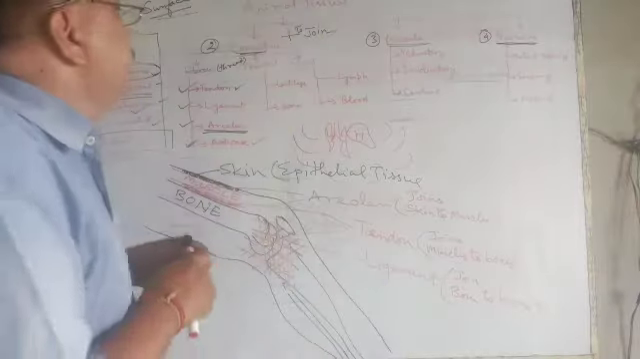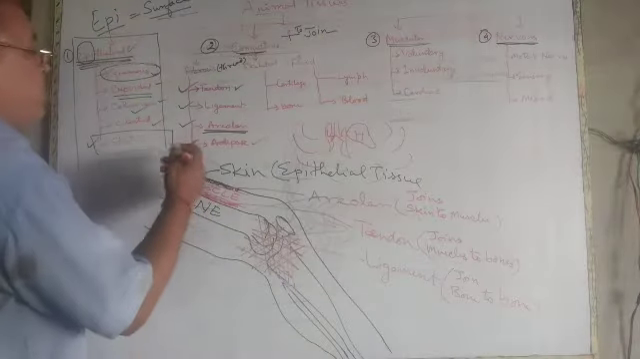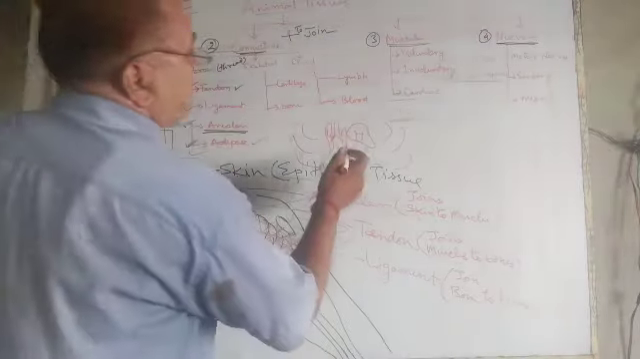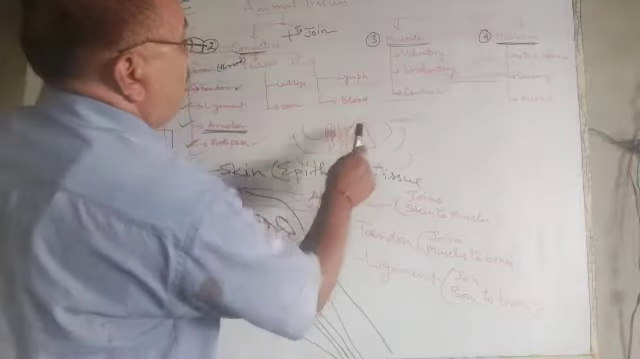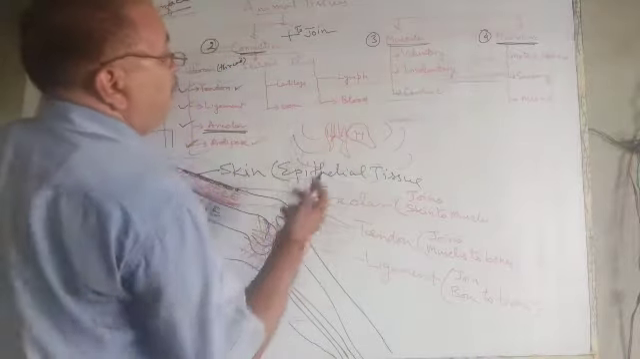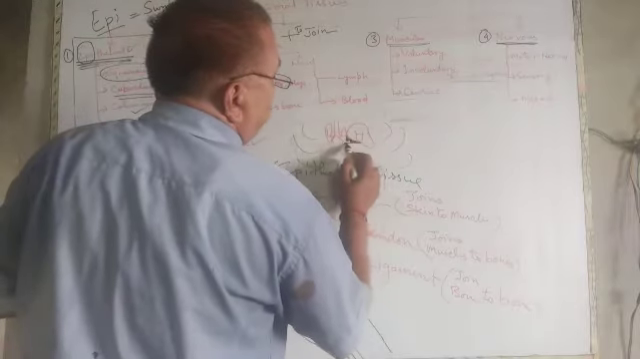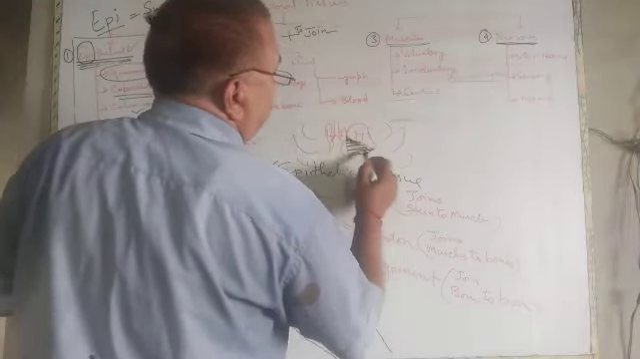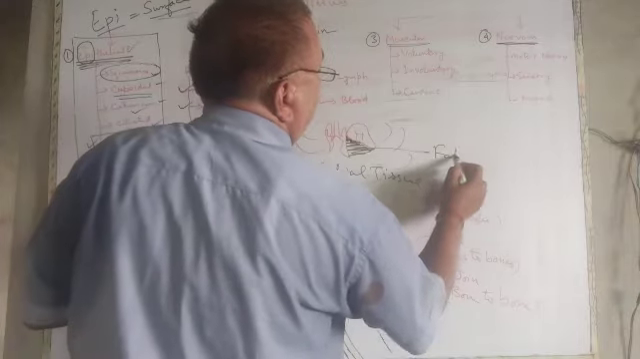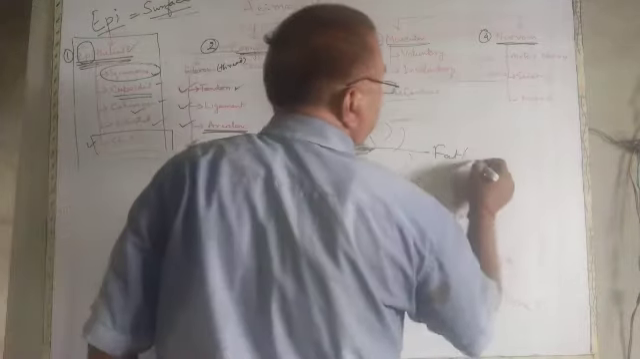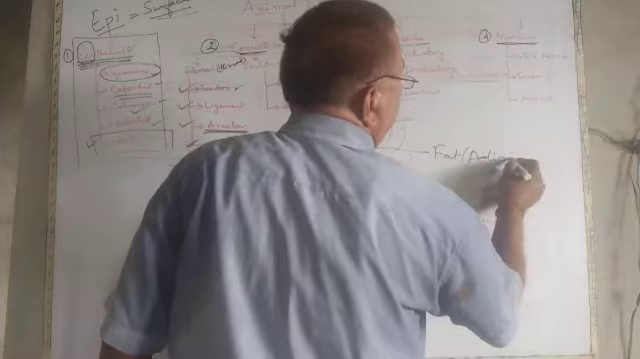So this last one, the adipose tissue, is present here. Suppose this is the heart and this one is the lung. Here, in between the heart and lung, you will see there will be a deposition of this fat, and this fat is deposited in the form of adipose tissue.